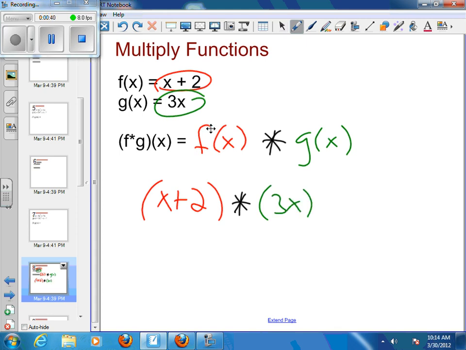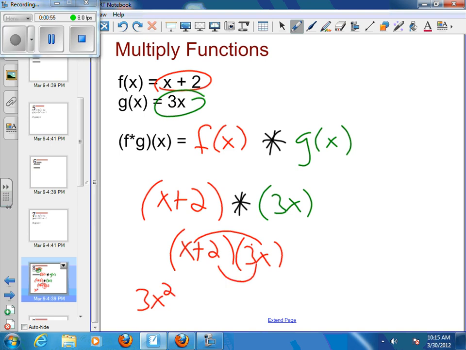So what this in fact means is I'm going to distribute, and I'm going to take x plus 2 times the 3x. So I'm going to distribute this 3x and multiply it by the x, which makes 3x squared. And I'm going to take the 3x times the 2, and I'm going to get 6x. So whenever I take f times g of x, I end up with 3x squared plus 6x.